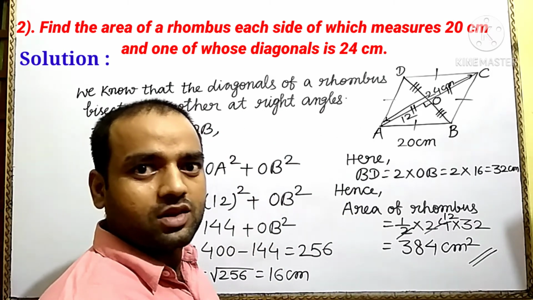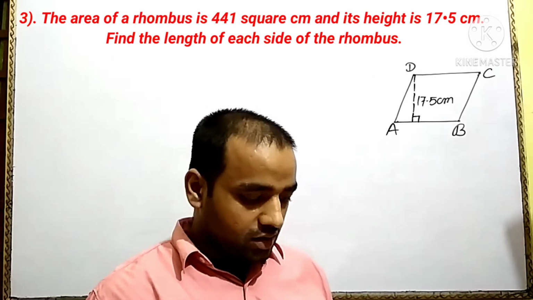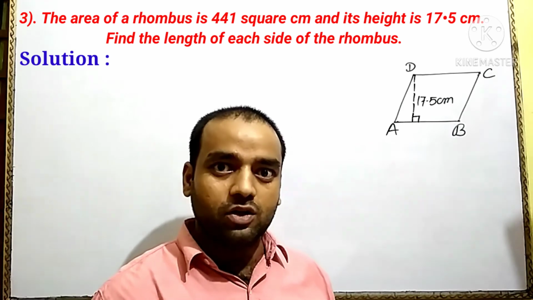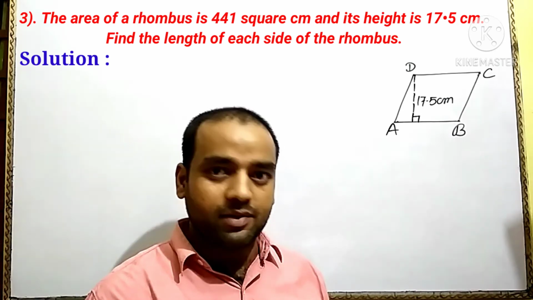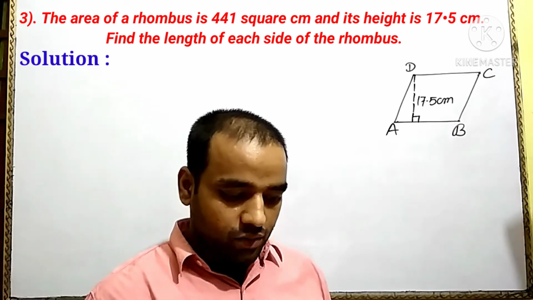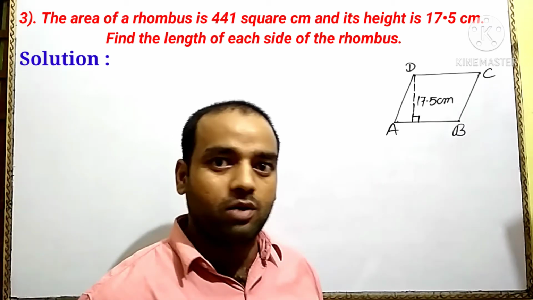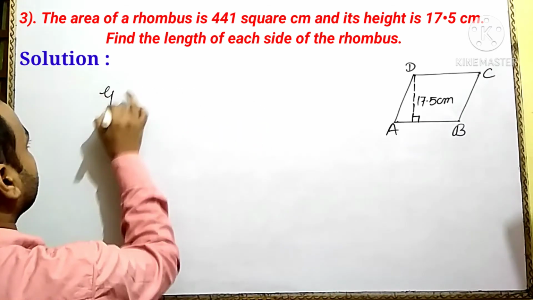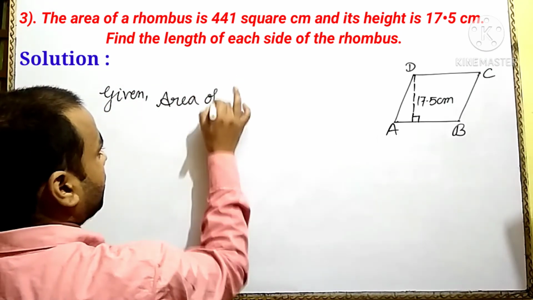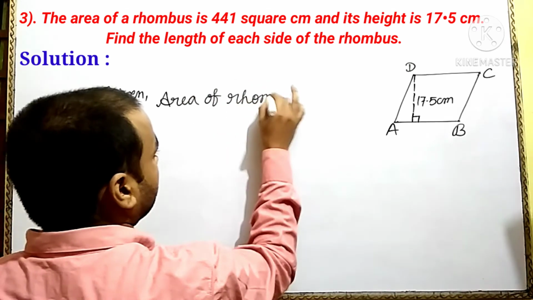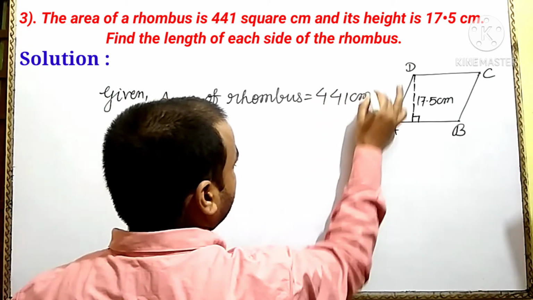Is it clear? Now let us discuss question number 3. In question number 3, the area of a rhombus is 441 square centimeter and its height is 17.5 centimeter. Find the length of each side of the rhombus. Here given, area of rhombus is equal to 441 square centimeter.